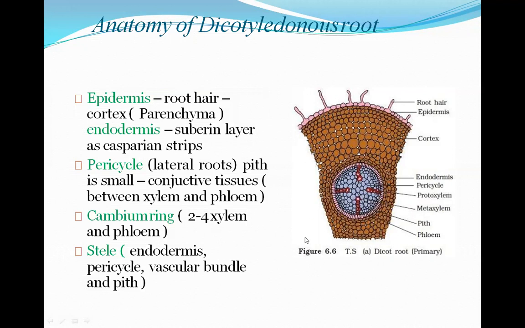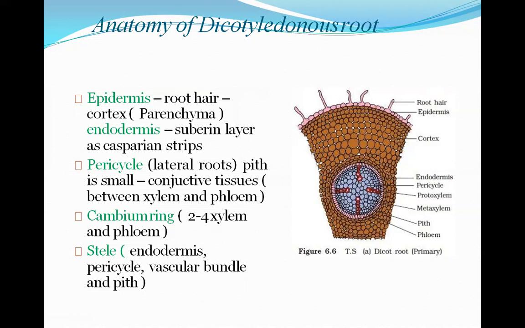Along with that, there is the presence of the stele, that is the endodermis, pericycle, vascular bundle, and pith. So stele means the combination of the endodermis, that is the outer layer of the pericycle, then the pericycle, along with that the vascular bundle, that is the xylem and the phloem, and the center portion which is the pith. So all these four are known as what? The stele, right?